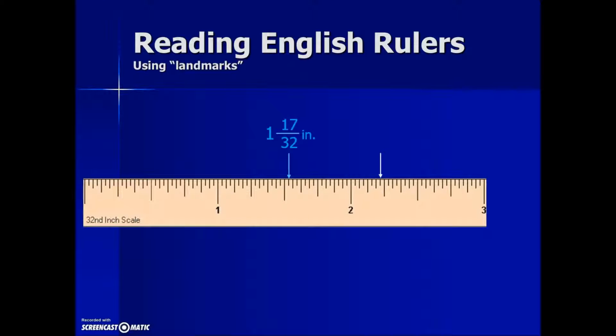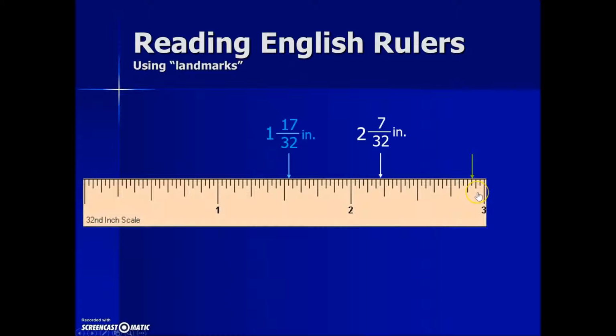Another illustration of using a landmark is here. Instead of, again, counting up, which wouldn't be that arduous of a task, here's our halfway, here's a quarter, and we're 1 hash mark or division below that quarter inch. A quarter of 32 is 8/32, and we're one less than that. So we're going to be at 2 whole inches and 7/32.